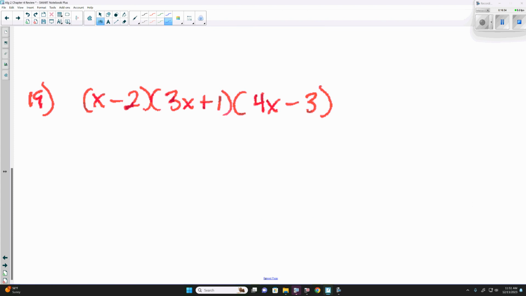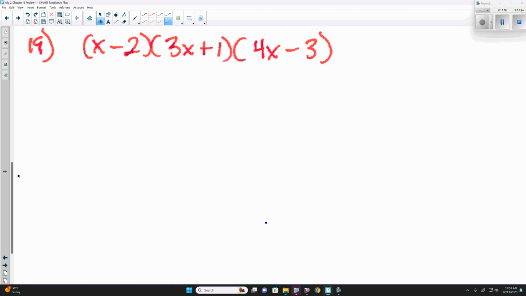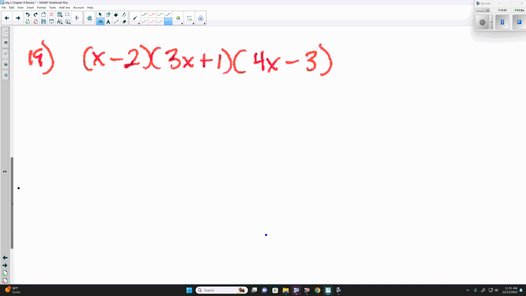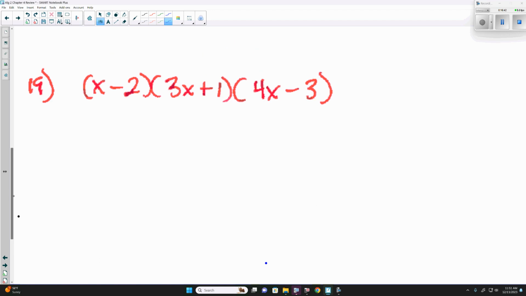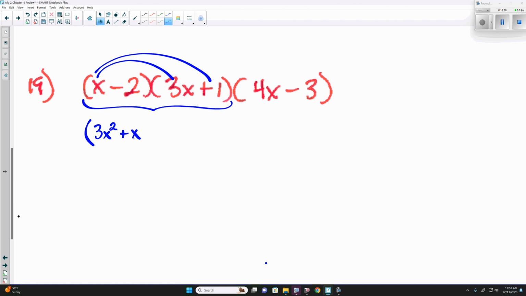Whenever we multiply 2 or more sets of parentheses together, we just got to multiply 2 of them together first, simplify, and then multiply the other one with it. So we'll multiply these 2 together first. So the first thing we'll do is distribute our x. X times 3x is 3x squared. X times 1 is going to be plus x. Negative 2 times 3x is negative 6x. And negative 2 times 1 is negative 2.